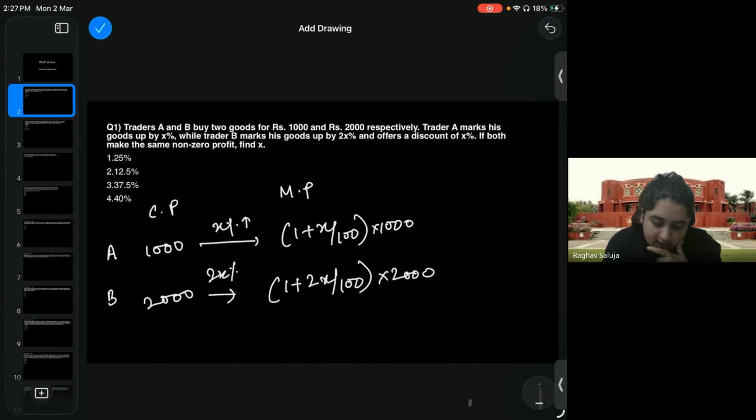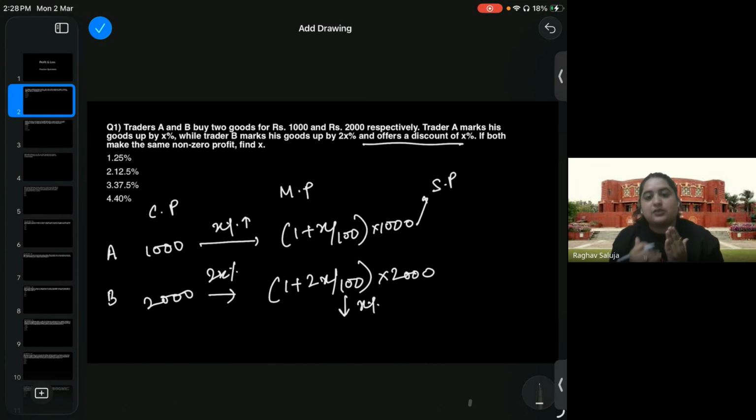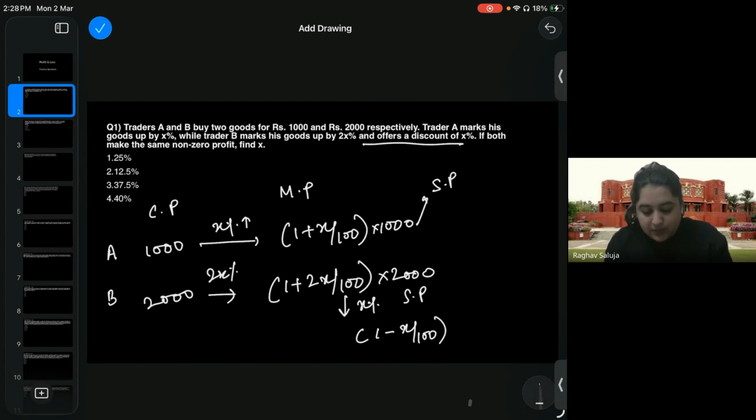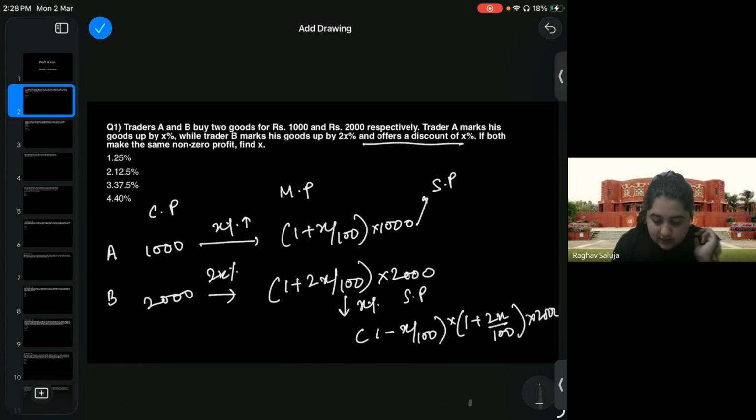And then he further offers a discount of X percentage. So for trader A, he hasn't provided any kind of discount, so he is selling at marked price only. So the marked price is his selling price. But trader B is giving a discount of X percentage. So the multiplying factor when there is a decrease by X percentage is going to be 1 minus X by 100. So our selling price for trader B is going to be 1 minus X by 100 into the marked price, that is 1 plus 2X by 100 into 2000.